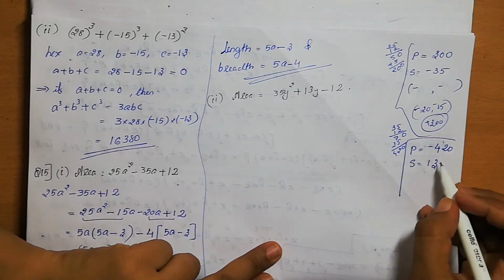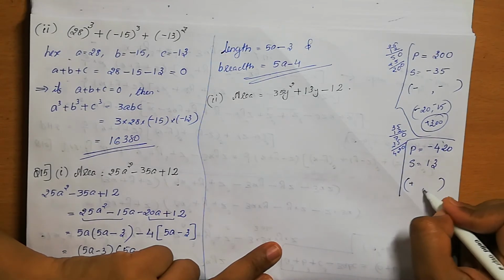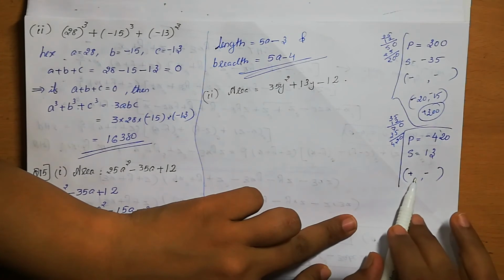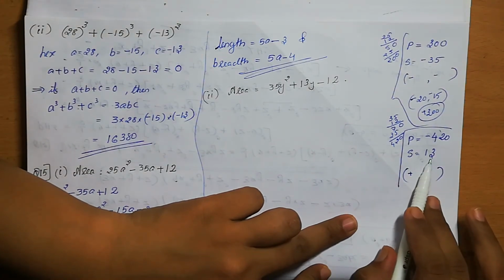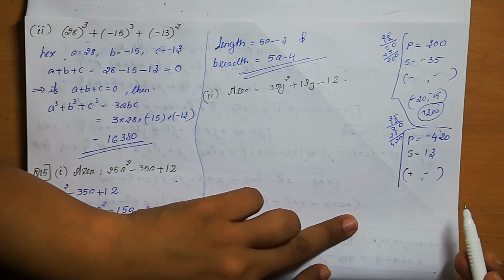Sum as plus 13 means what? Sorry, product as minus means one number is plus and another number is minus. So the greatest number we are going to take it as plus, and the smallest number we are take it as minus. That's then only we will get sum as positive. So plus into minus will get minus. So we are going to select the numbers. So how we can select?